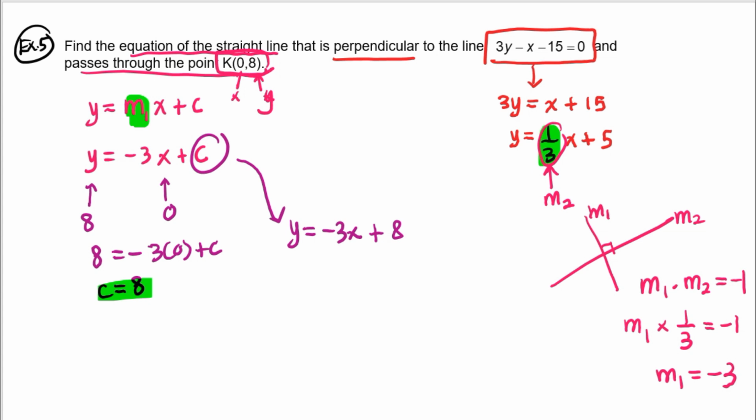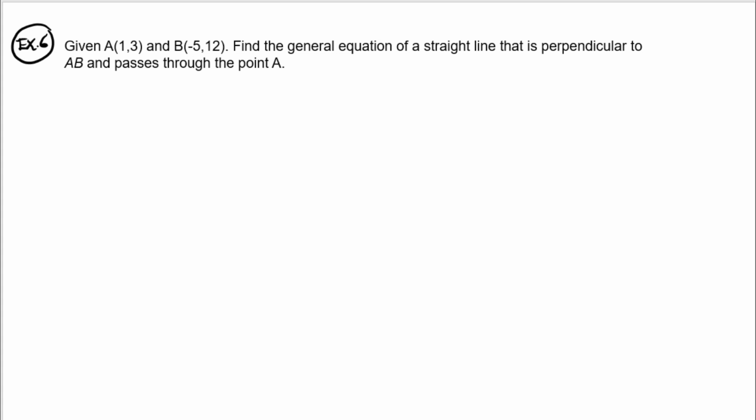Now let's go to this one. Suppose we have this equation. We are given 2 points, A and B. We need to find the general equation. Bear in mind, if the question asks you to find the general equation, you have to write the equation of the straight line in the general form that is perpendicular to AB and passes through point A. We don't need to find the equation for AB, but we just need to find the gradient for AB.